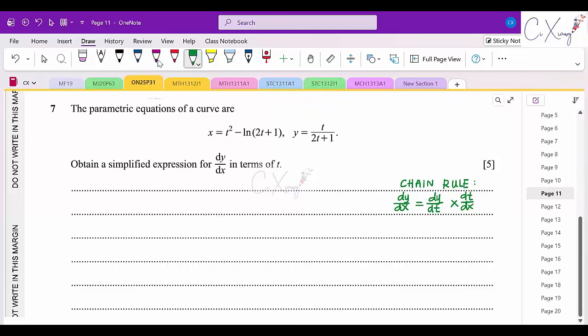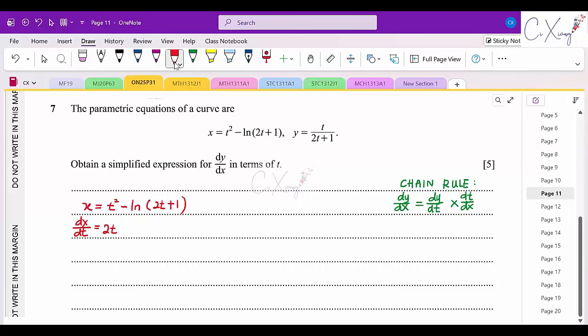Alright, let's have a look at the x equation first. I have x equals t squared minus ln of 2t plus 1. Apply differentiation with respect to t, and I get dx over dt. Let's look at the first term, t squared. To differentiate t squared, we pull the power in front and copy the t with power minus 1, so you have 2t to the power 1.